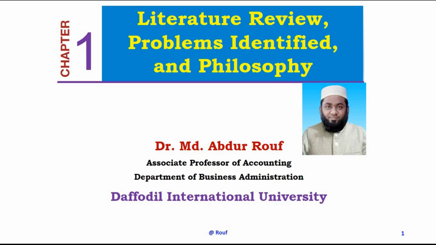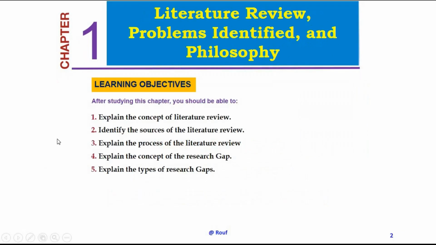So let's begin. Here is the learning objective that we are going to learn from this topic. We are able to explain the concept of literature review, then identify the resources of literature review. We will be able to explain the process of literature review, explain the concept of research gaps, and lastly, we will be able to explain the types of research gaps.